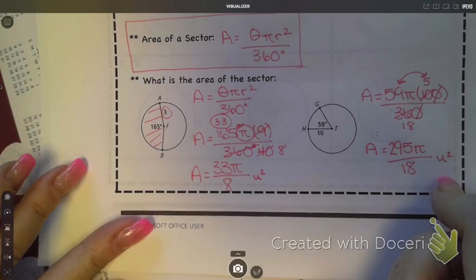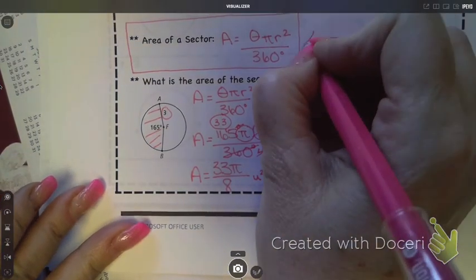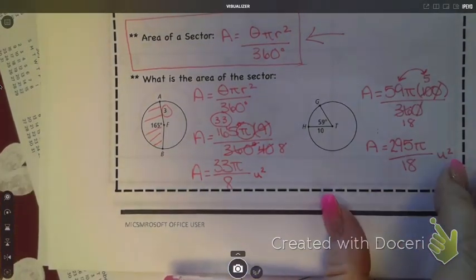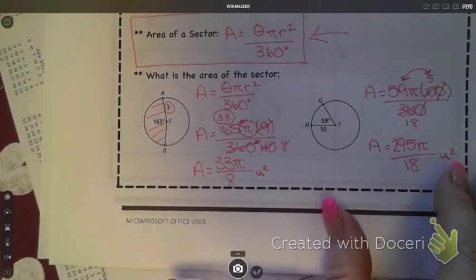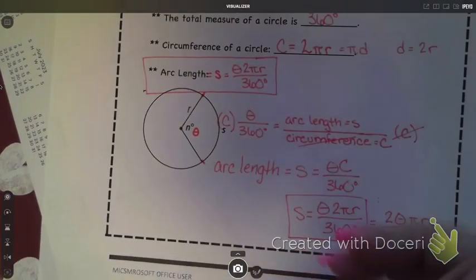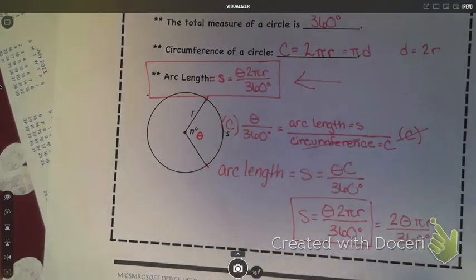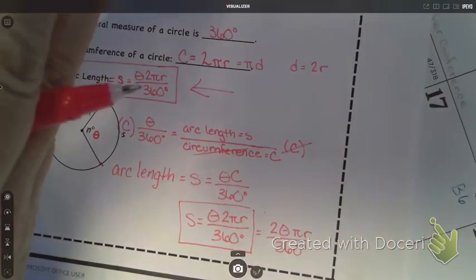So you only have 4 problems today. And you got the area and the arc length. We have one more page of notes. We got to do them. Okay? But the area and arc length are what you guys need today.